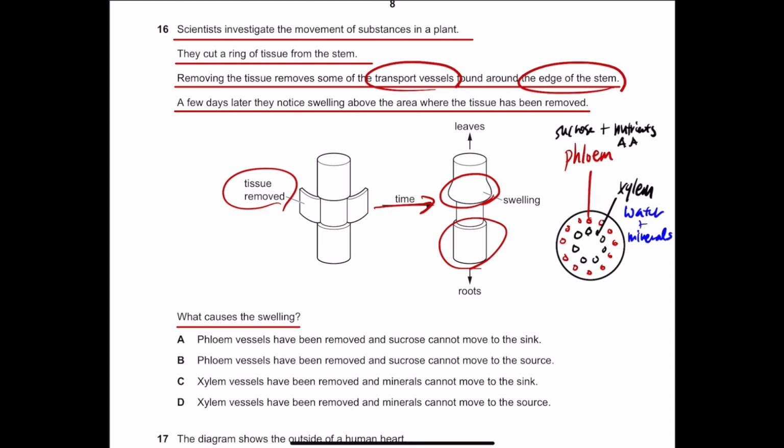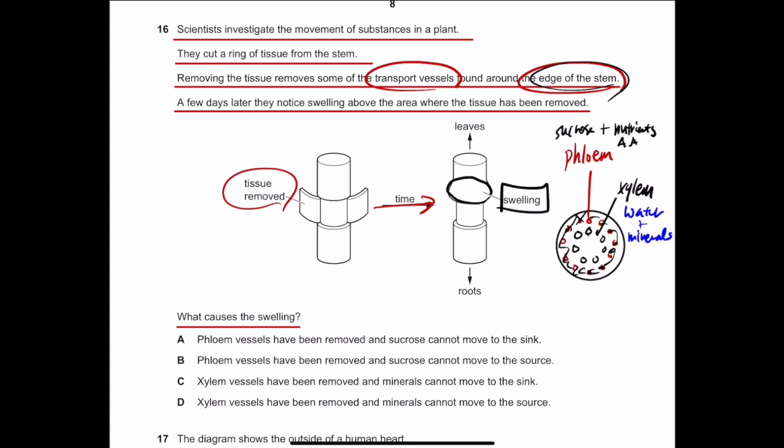And it looks like it's peeling. The tissue got peeled off at the outer part, so around the edge of the stem. So all the phloem are now gone. So the sucrose molecules and other nutrient molecules are not being transported to the roots. Hence, it stops here. The sucrose molecules and other molecules are being accumulated, thereby causing the swelling.